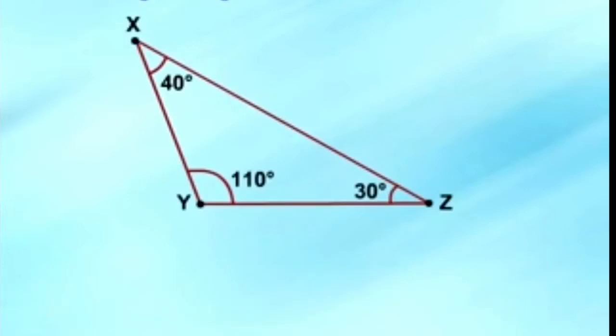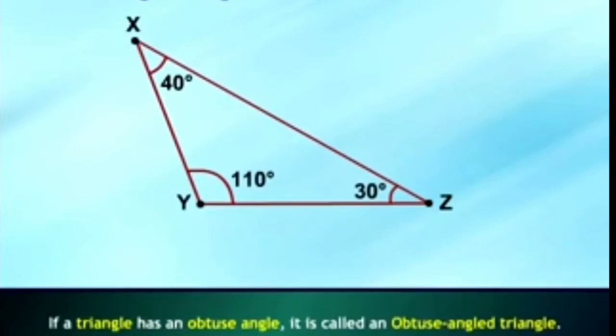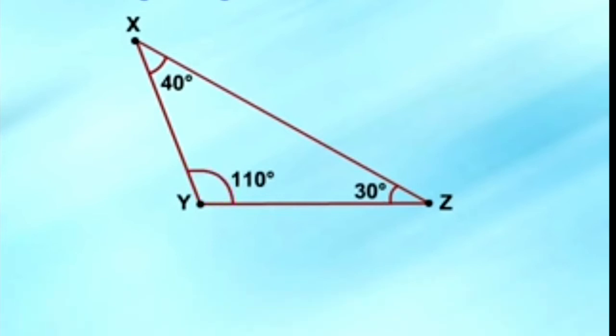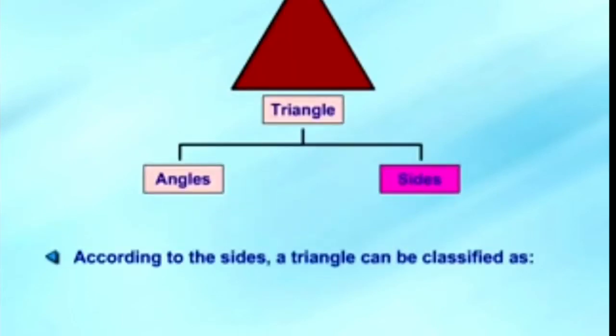Now the third one is obtuse angled triangle. A triangle having one angle obtuse is called an obtuse angled triangle. Here we can see triangle XYZ. You can see this angle Y. It is greater than 90 degree, which is obtuse. Greater than 90 is obtuse. So it is an obtuse angled triangle.